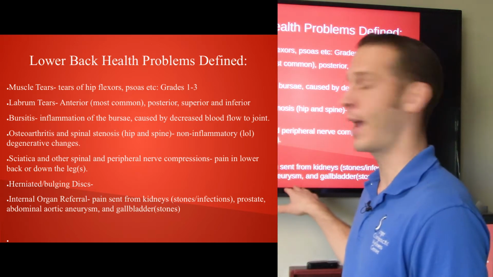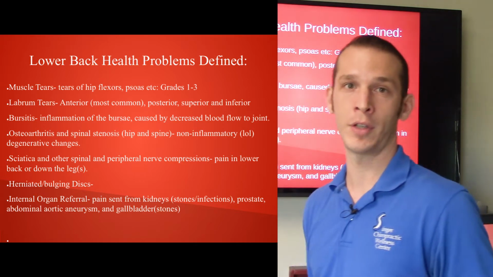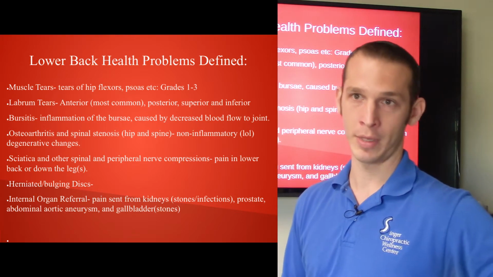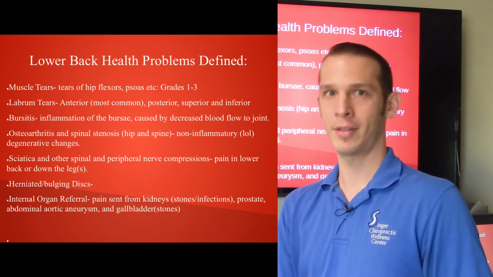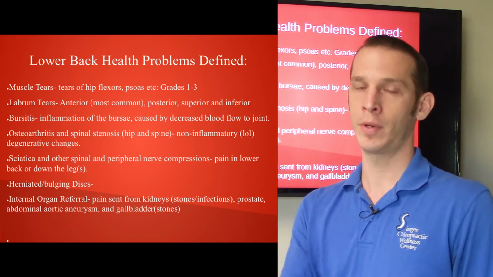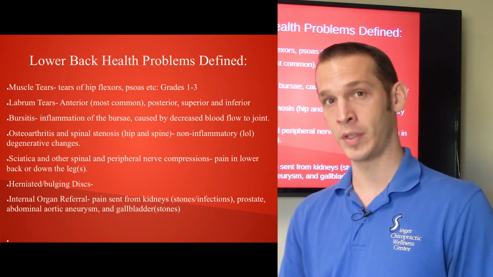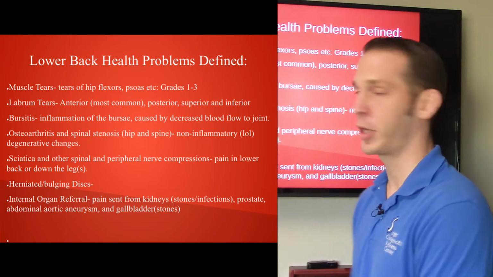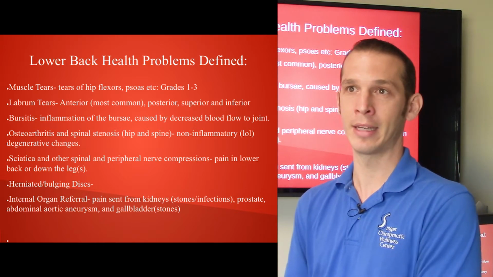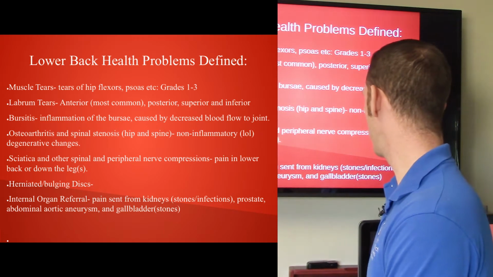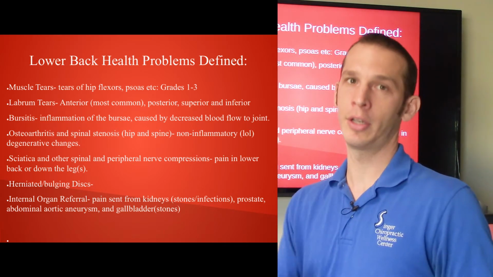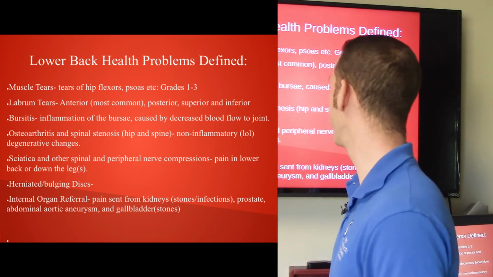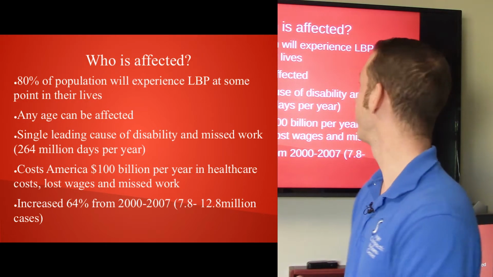Abdominal aortic aneurysms. I've had people show up to my office with symptoms of lower back pain, and when we take some x-rays of them, we actually see that there's an abdominal aortic aneurysm there, which sometimes can be an emergency situation. So we refer those people out to get them checked out and make sure that that condition is stable. Also, the gallbladder can show up as some lower back pain, more mid back pain though. We'll go over where those go again.